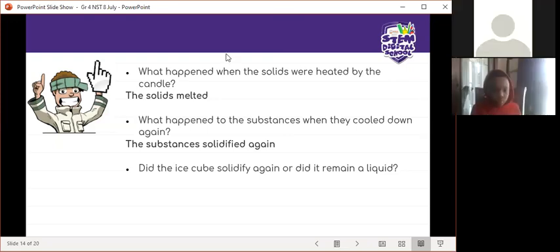Yeah, I see Gabriel's hand is up. All right. Yes, Gabriel. They solidified. The ice cube solidified. Yes, ma'am. Okay, thank you very much for the answer, Gabriel.